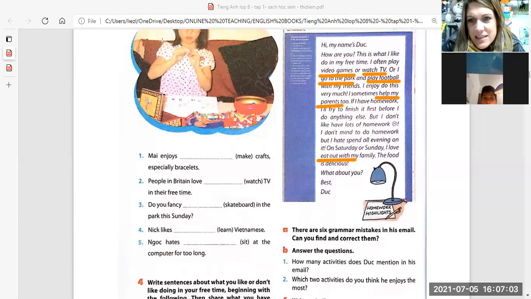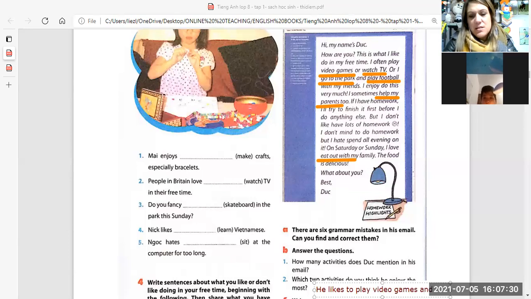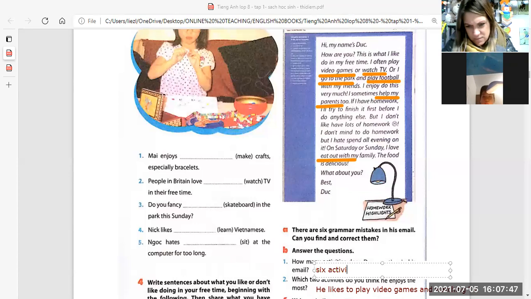Which two activities does he like the most? He says, I often. So often means he likes it the most. So he likes to play video games and watching TV. Watching TV because it's a two, and here it's six activities. Okay.